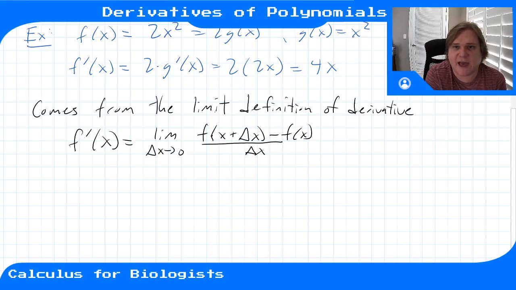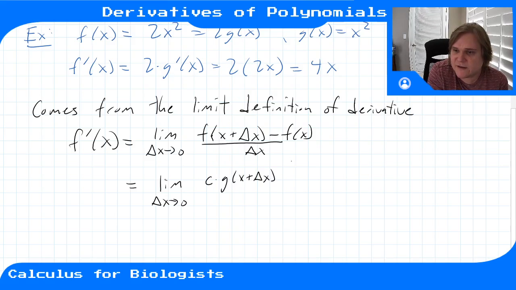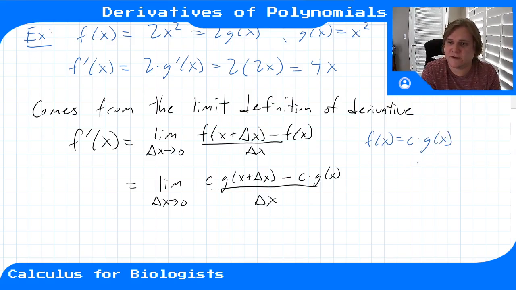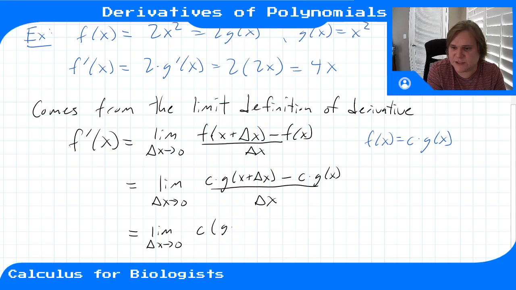We plug in f as 2 times g of x, or a constant times g of x, so the limit as delta x goes to 0 of a constant times g of x plus delta x minus a constant times g of x, over delta x. This is for f of x equals constant times g of x, right? And then you see we have a constant in both places on the top, so we can factor it out: the limit as delta x goes to 0 of c times g of x plus delta x minus g of x, over delta x.